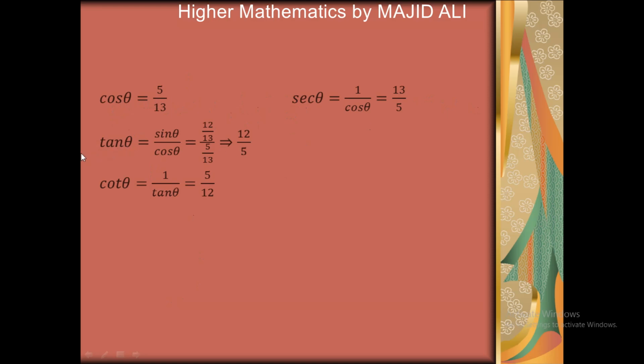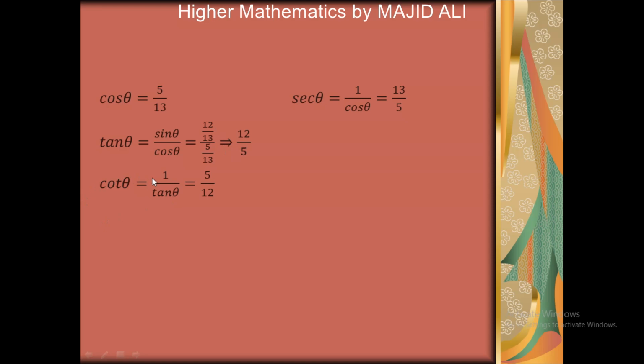We know the quotient identities. We use here the quotient identity for tangent theta, which is equal to sine theta over cos theta. The value of sine is given, which is 12 over 13, and the value of cos that we have found here is 5 over 13, which is equal to 12 over 5, by cancelling the 13 by 13.